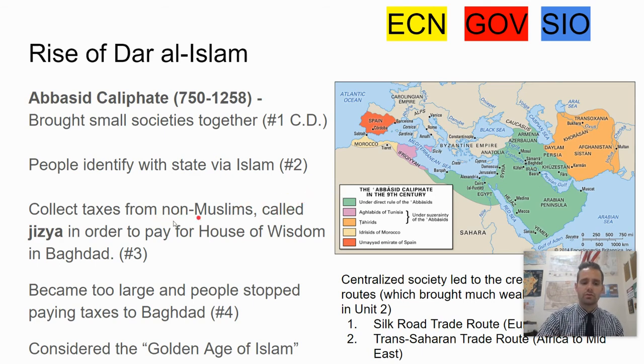Since you're a non-Muslim, you have to pay a tax. It is called the jizya, and you have to pay this tax to the Abbasid Caliphate. And the Abbasid Caliphate is going to take that money and spend it on good things like the House of Wisdom that we're going to talk about in just a little bit. So if you don't know what the House of Wisdom is, that's fine. We'll talk about that in just a second here.